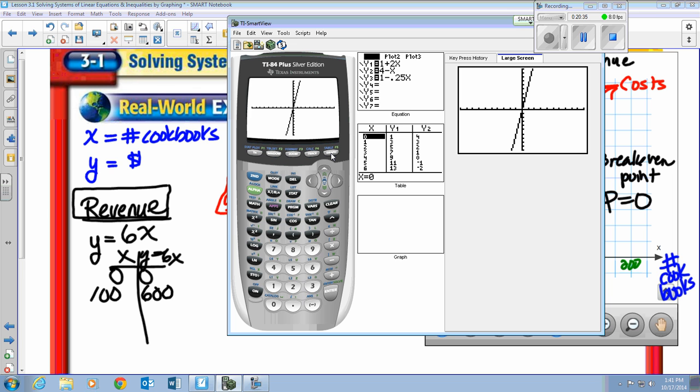It's the same thing here. I'm looking through a very small viewing window. Part of my graph is way up here. It's above my window. So I have to step back and make my window bigger. To do that, we're going to click on window.